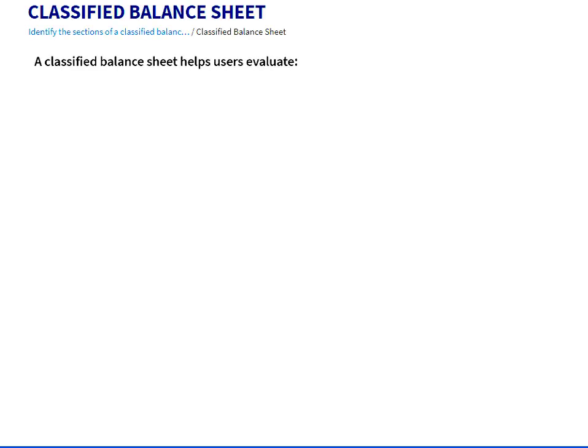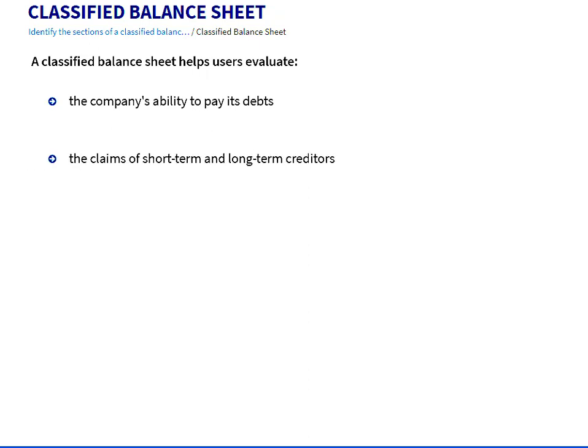In a classified balance sheet, companies group similar assets and similar liabilities together as they have similar economic characteristics. The groupings help users to determine 1. Whether the company has enough assets to pay its debts, and 2. The claims of short and long-term creditors on the company's total assets.